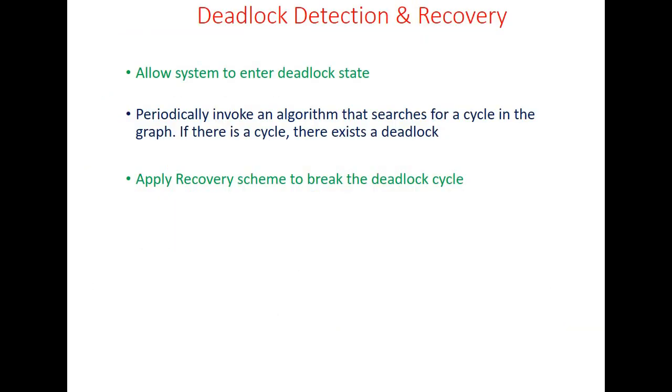Next concept is deadlock detection and recovery. In this scheme, the system will be allowed to enter into a deadlock state, and periodically an algorithm is invoked that searches for a cycle in the graph. If there is a cycle, there exists a deadlock. Once the cycle is identified, we will apply a recovery scheme to break the deadlock cycle. So the idea behind deadlock detection and recovery is, let the system enter into a deadlock state.